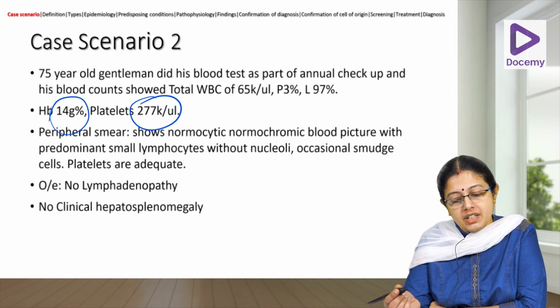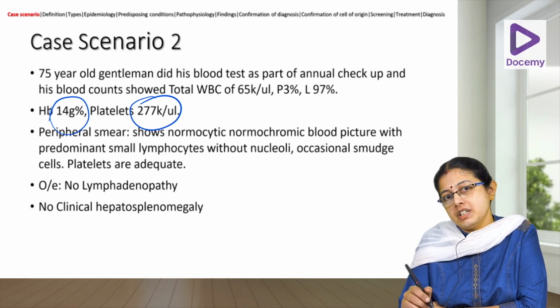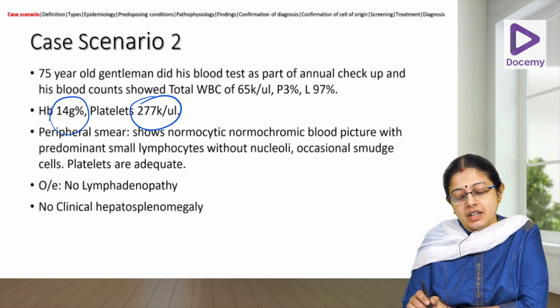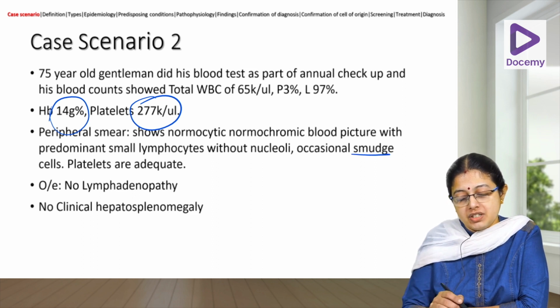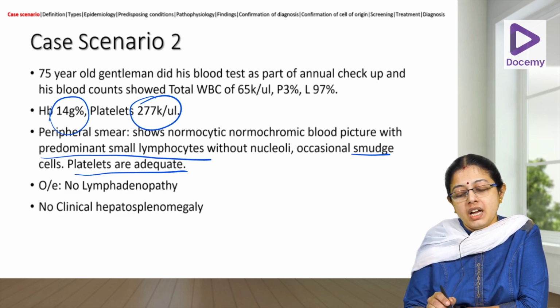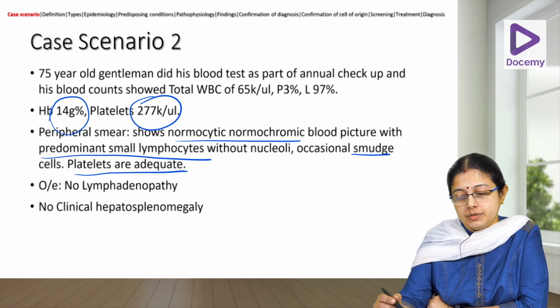And he has already done a peripheral smear. The lab has already done a peripheral smear for them when they saw his high counts. And it shows occasional smudge cells, and the blood picture is showing predominant small lymphocytes. Platelets are adequate. RBC is normocytic normochromic.